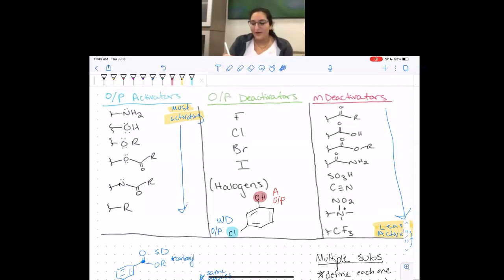But yes, so the OH is highest up on this list, and in comparison to a deactivator, it's the only activator, right? So we know that the winner is OH, and we're going to substitute ortho-para to the OH.